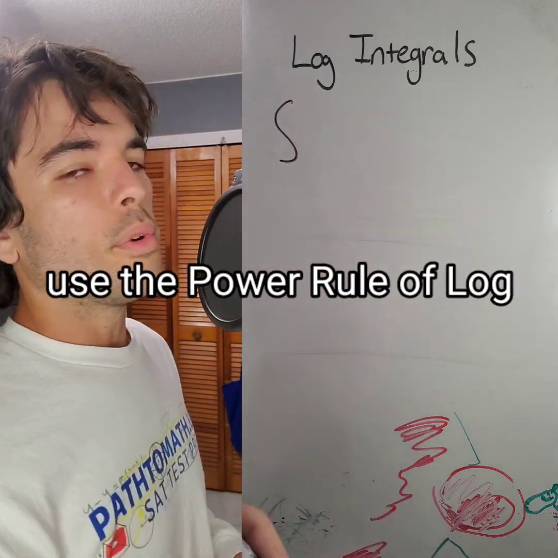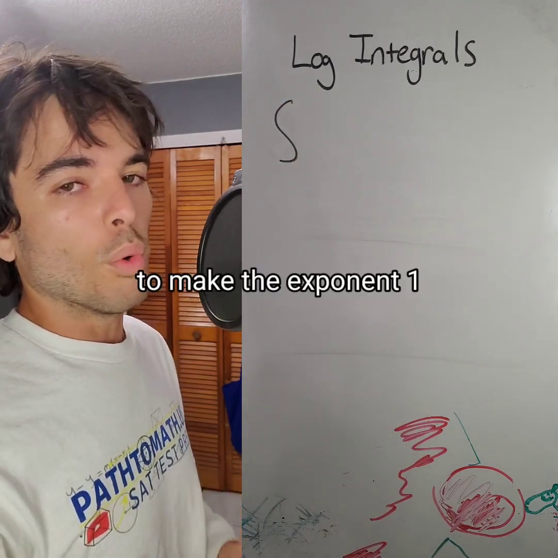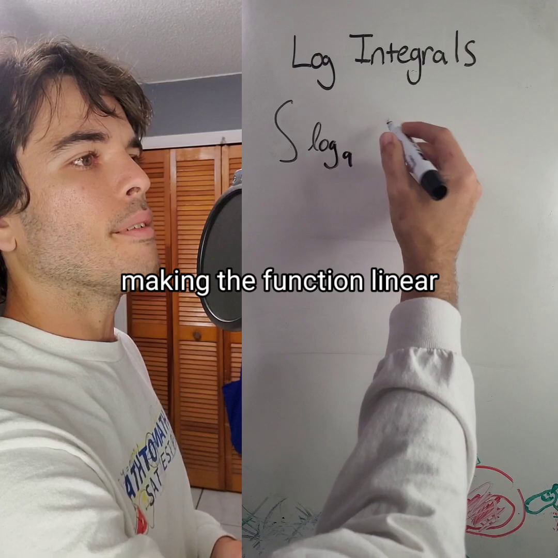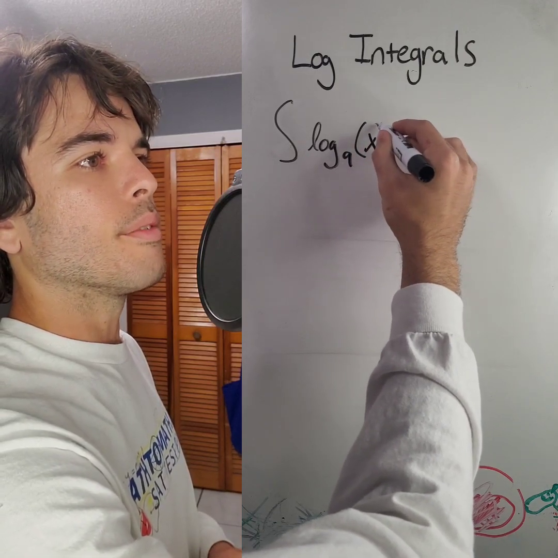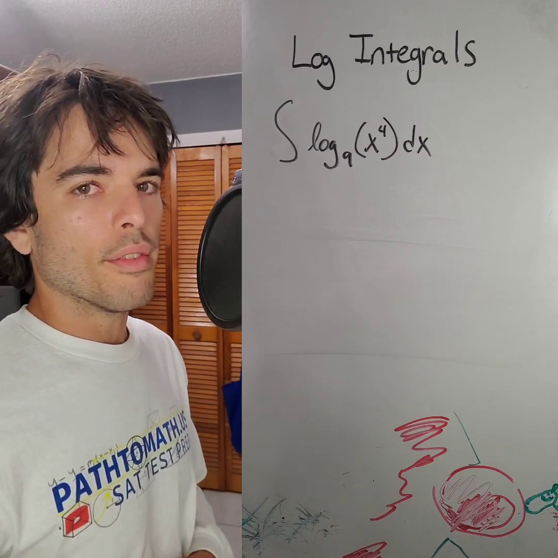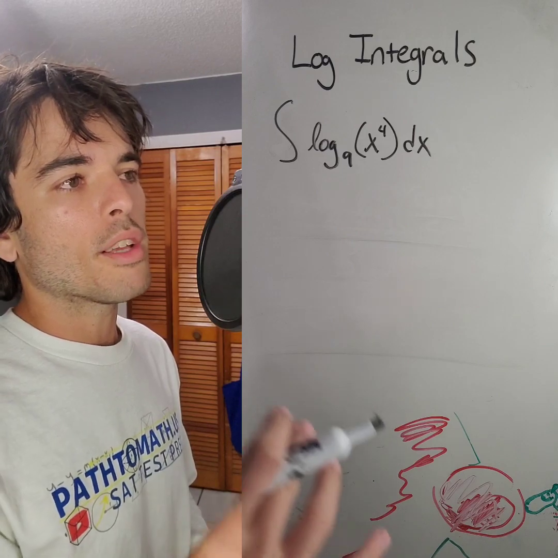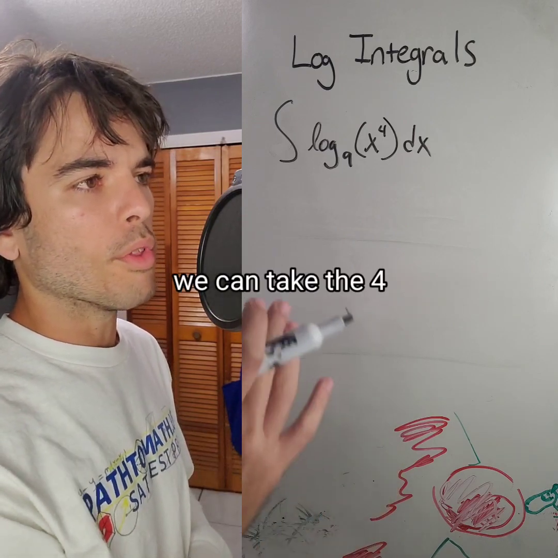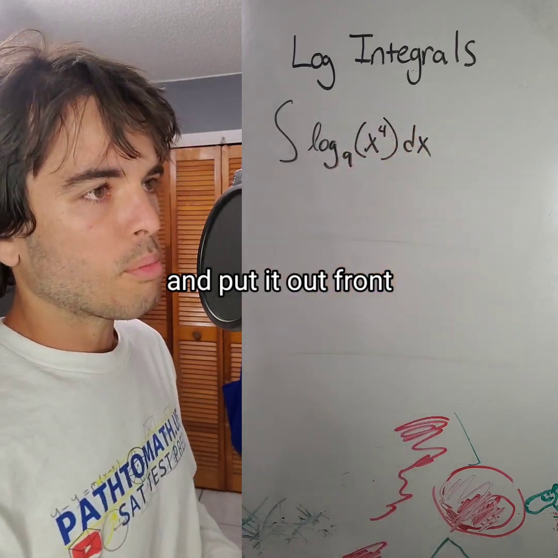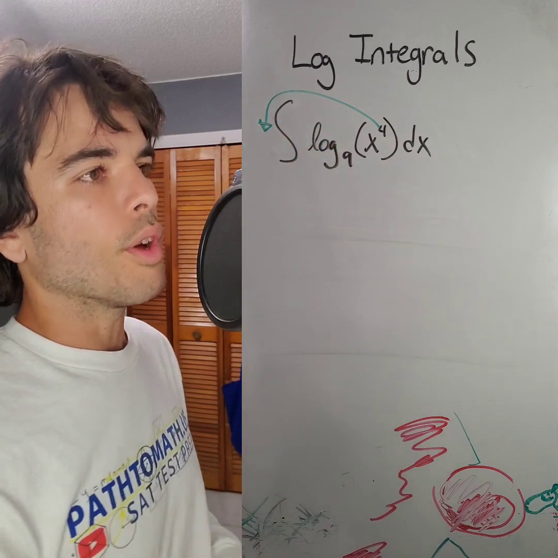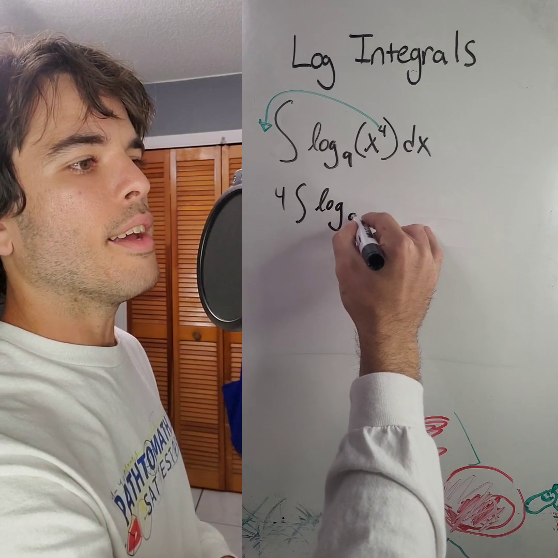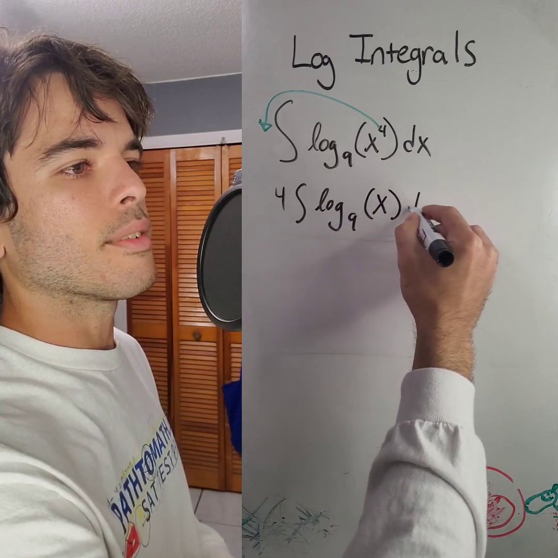Let's use the power rule to help us make the exponent equal to 1 in some situations. So, for example, we might have the log base 9 of x to the 4th power. If we have an exponent like this, we have to get rid of that. We have to somehow find a way to make that 1. And because of the power rule with log, we could take that 4 and put it out in front of the integral. So we get 4 times the integral of log base 9 of x.